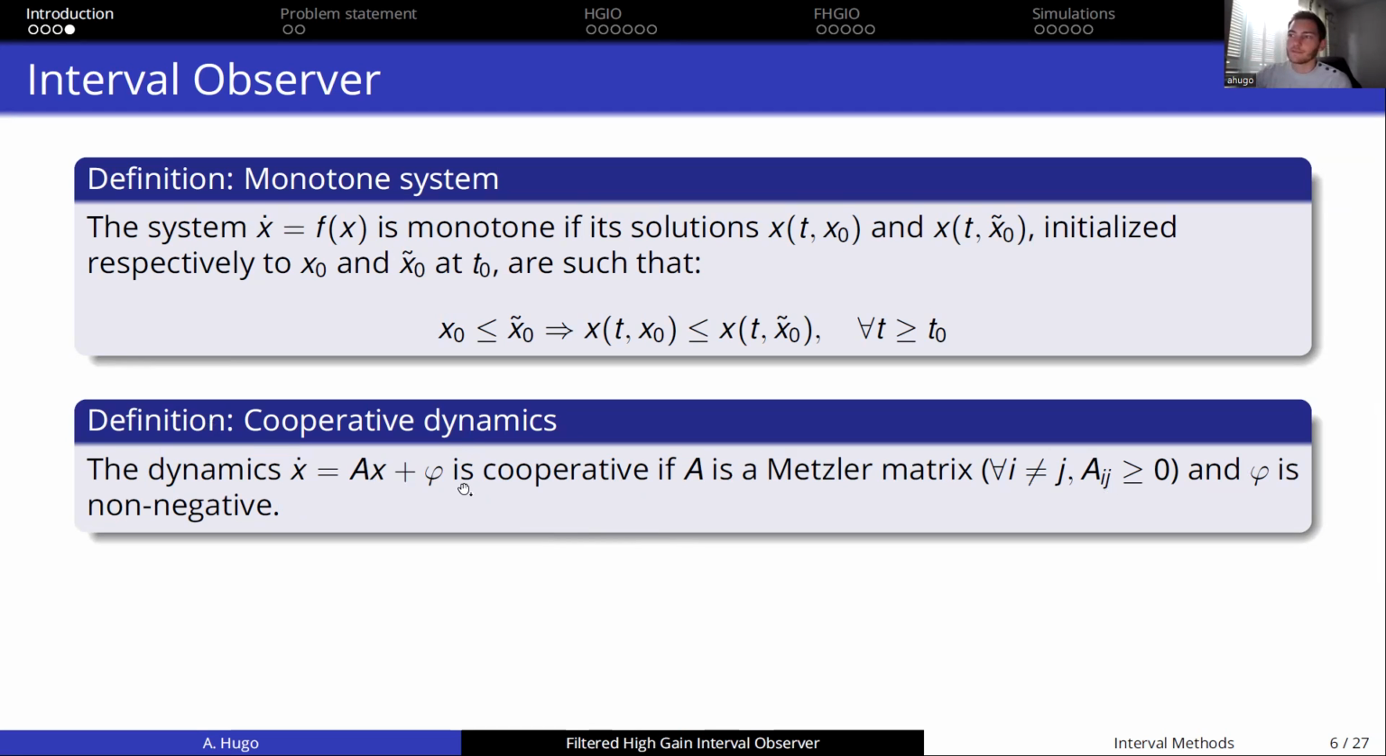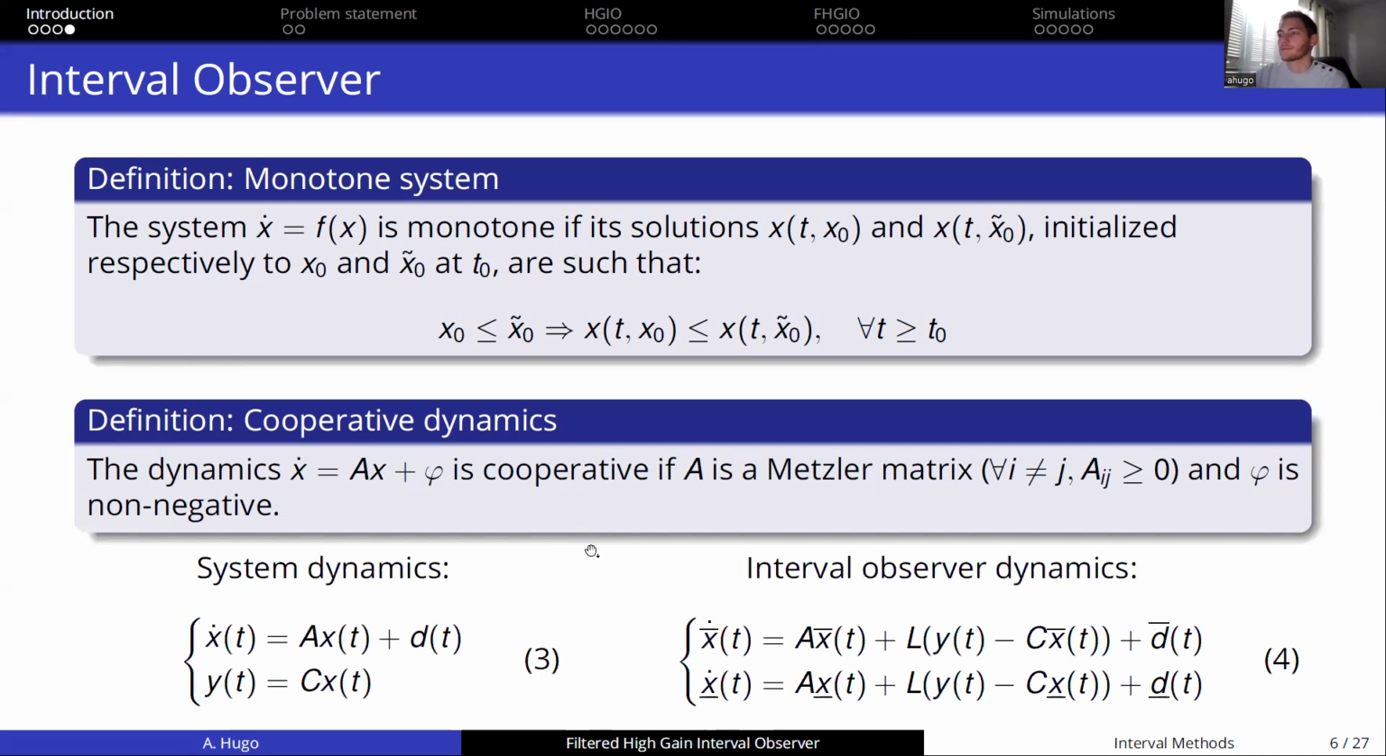So cooperativity is important, but we don't need the system to be cooperative. It's not necessary. But we need the estimation errors to be cooperative. And that's the main point to prove the inclusion of the state inside the estimated bounds.